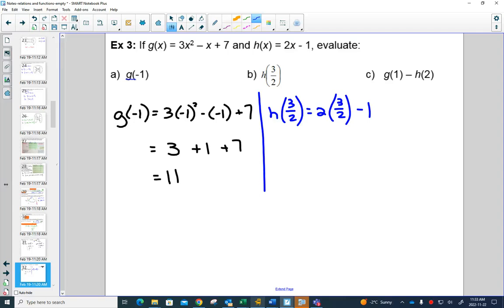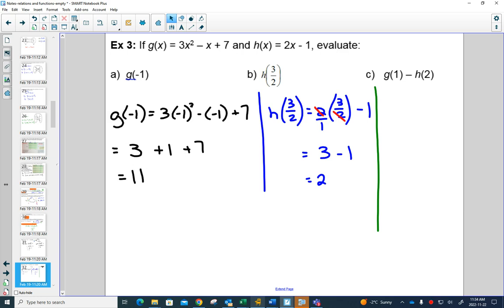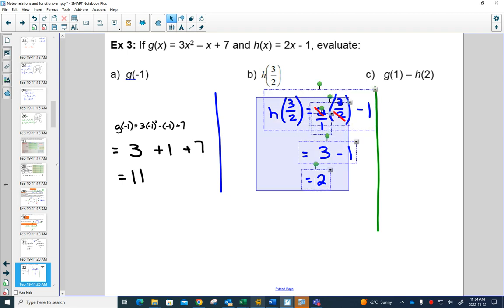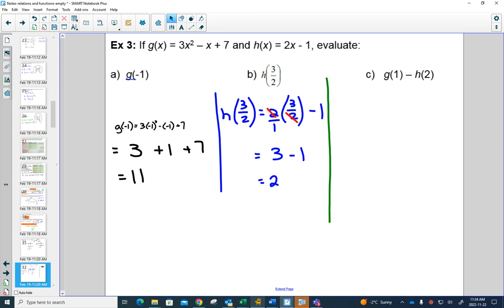So how do you multiply fractions? This is 2 over 1. Right? Multiplying fractions means multiply the tops, multiply the bottoms. Maybe you know that 2 divided by 2 simplifies to just 1. So this is going to equal 3 minus 1, which is just 2. And I think I might not have given myself enough room for C. Luckily, I can cheat. Not going to be enough room.